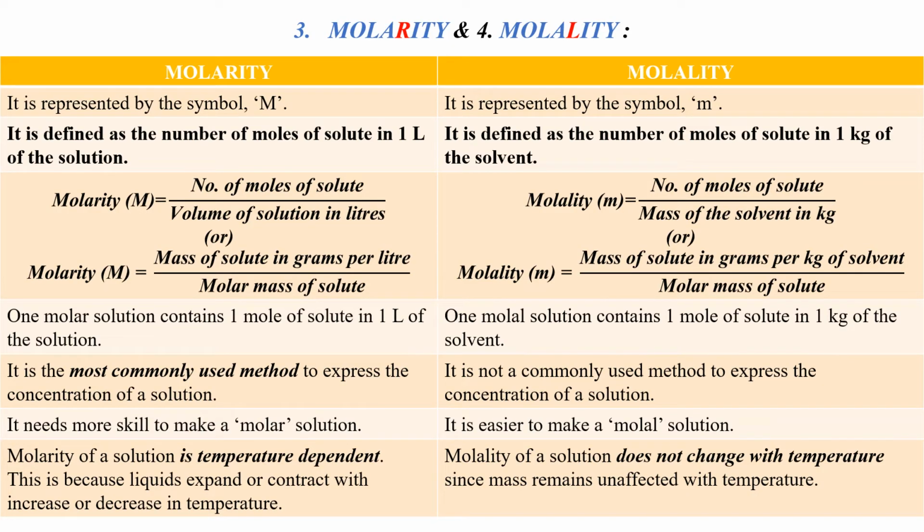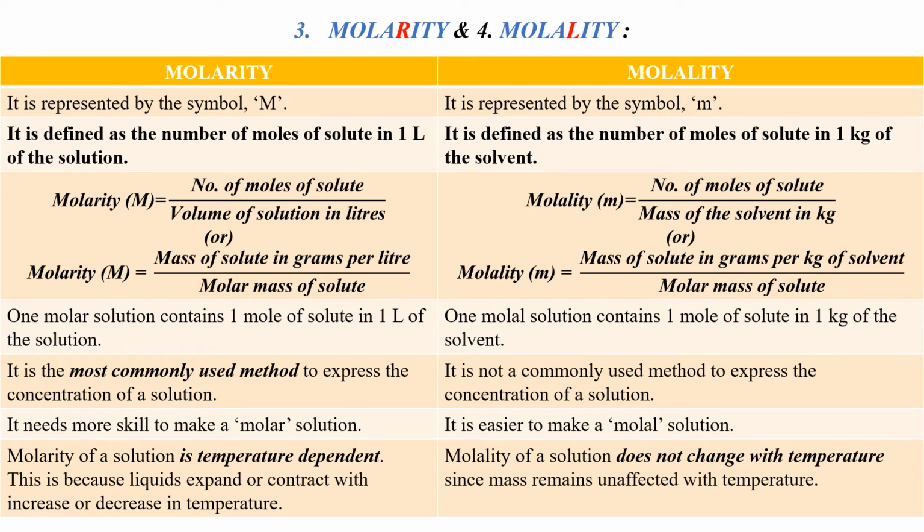Now, the next two ways of expressing the concentration of a solution are molarity and molality. Molarity is expressed by the symbol capital M. Molality is represented by the symbol small m. Definition for molarity: it is defined as the number of moles of solute in 1 liter of the solution. Molality is defined as the number of moles of solute in 1 kilogram of solvent alone. It is not solution. Please take special note. It is 1 kilogram of solvent.